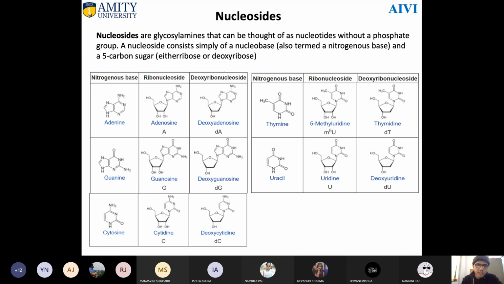And if this sugar is a deoxy sugar, like you can see here, then we will call it deoxyadenosine. If this is an oxy sugar, we will call it adenosine. The same thing: adenine to adenosine, guanine to guanosine. You are just changing the osine part. And if it's a deoxy sugar, then you'll call it deoxyguanosine. The ribose term we are not calling, so just deoxyguanosine.